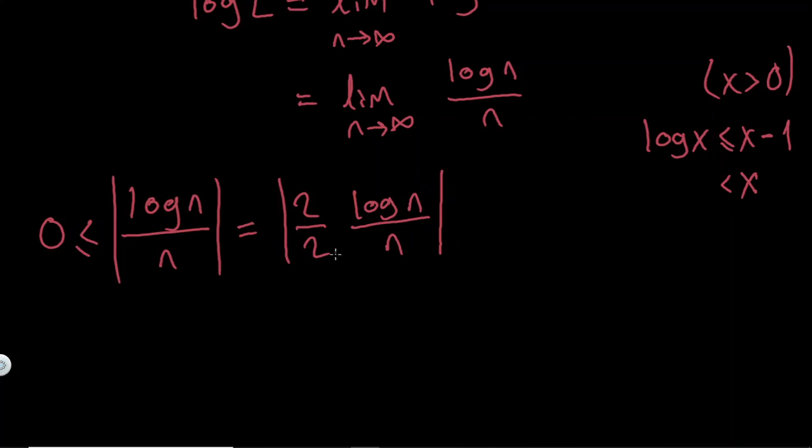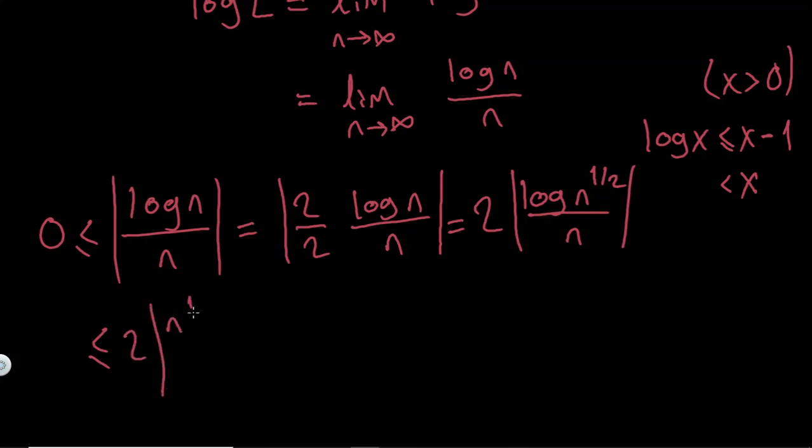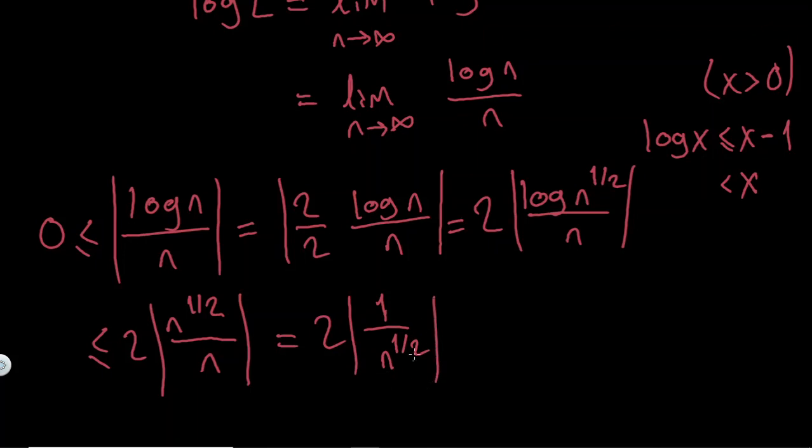It will be infinity. But if we take this 2, so I'm separating this 2 here, and I'm throwing this 1 over 2 to the power, so it's log n to the 1 over 2 divided by n. And now I can use the inequality, and this is going to be less than 2 times n to the 1 over 2 divided by n, which is equal to 2 times 1 over n to the 1 over 2. And this is just a square root. It will again go to 0.